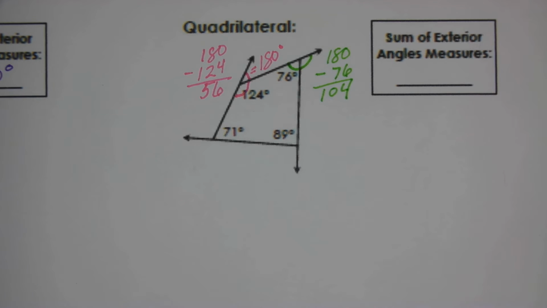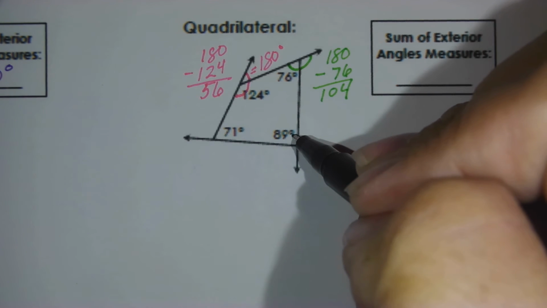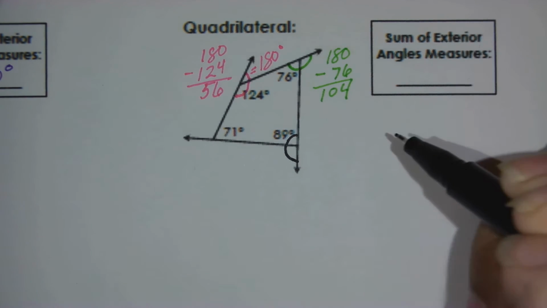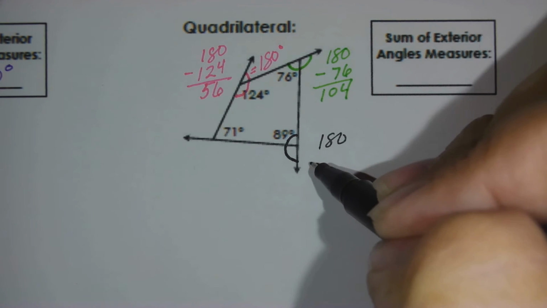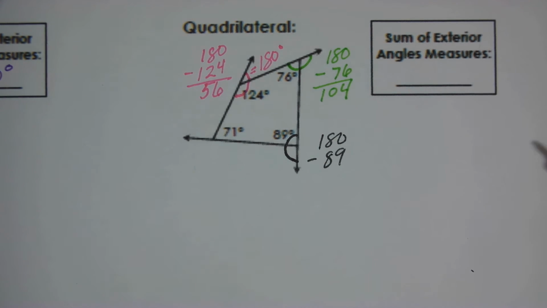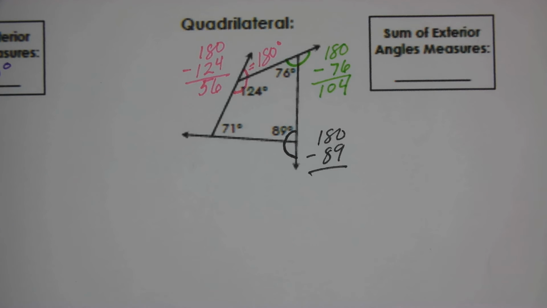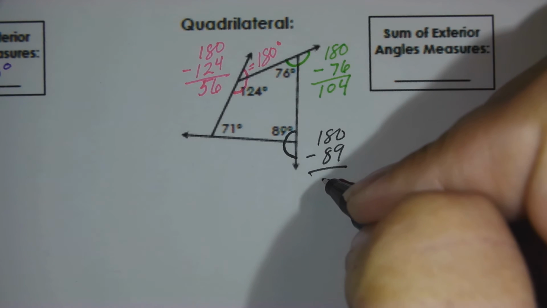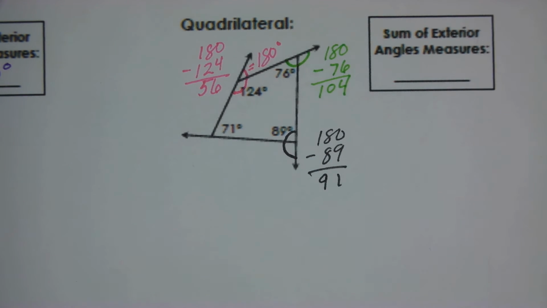One more time. Here we go. We're going to go ahead and look at this 89 and the exterior angle. Again, we are going to take 180 minus the 89. And that's going to go ahead and equal 91.